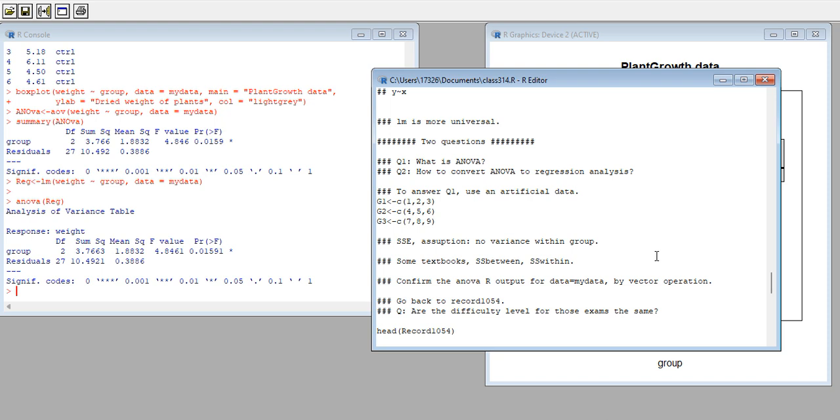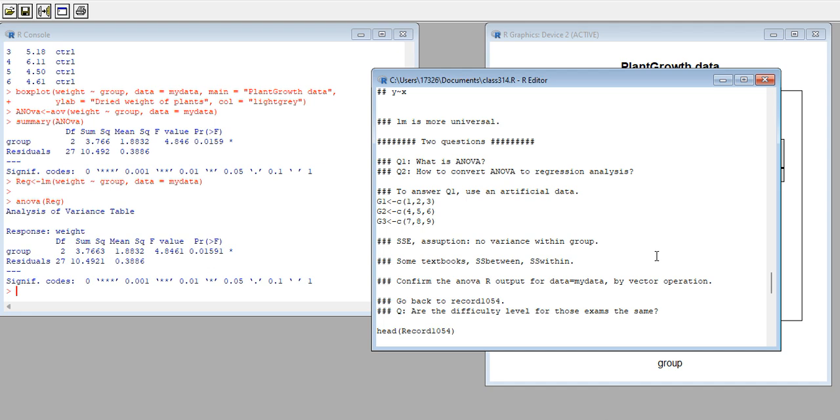So R can easily conduct ANOVA. But we still need to check two questions. The first is what ANOVA is, because ANOVA is the foundation. The test, the p-values, all those things come from ANOVA. And the other is how we can convert ANOVA to regression analysis. Here we just check the first question.